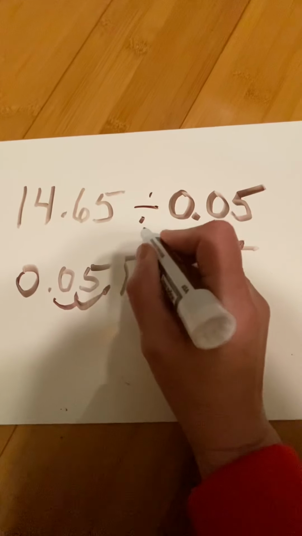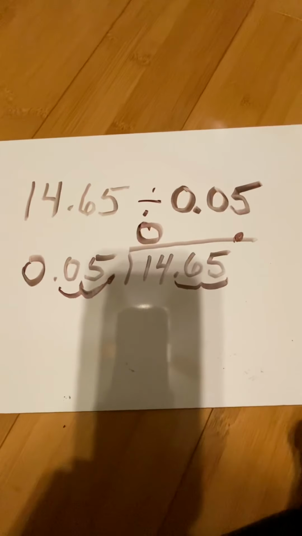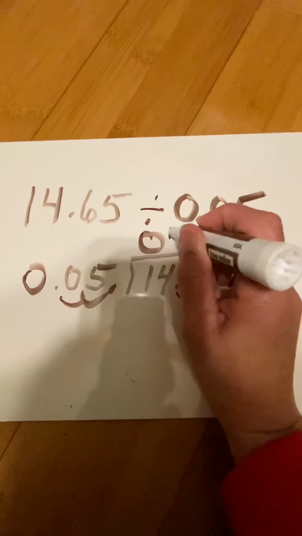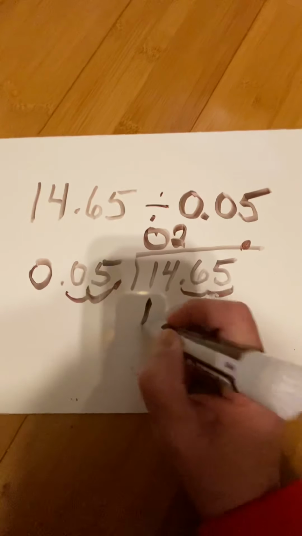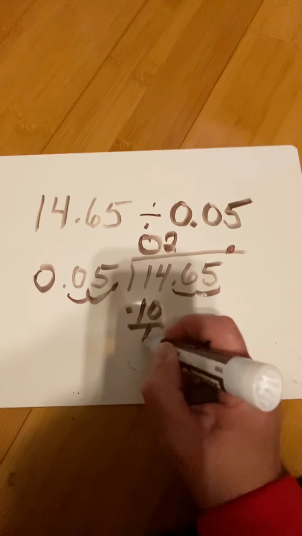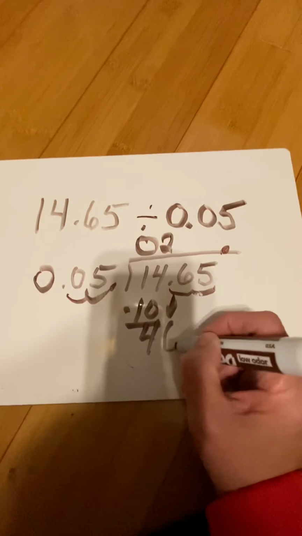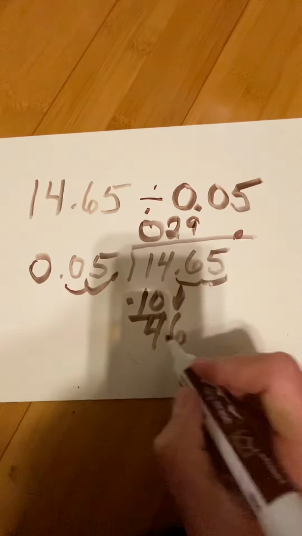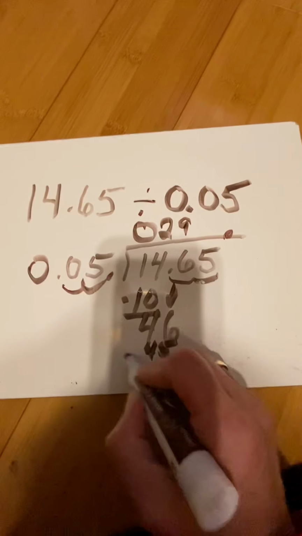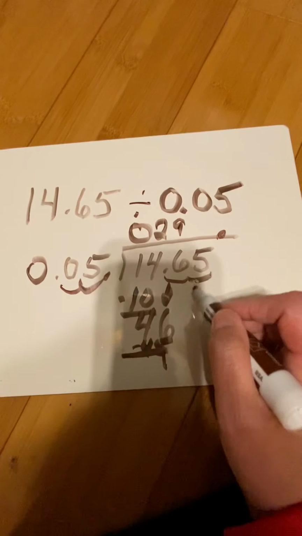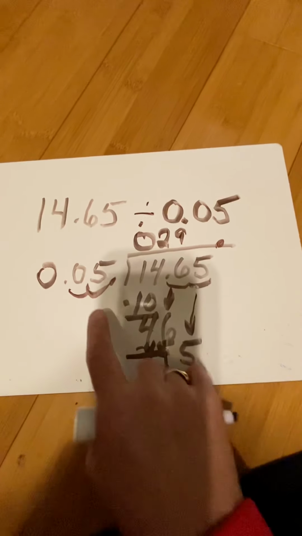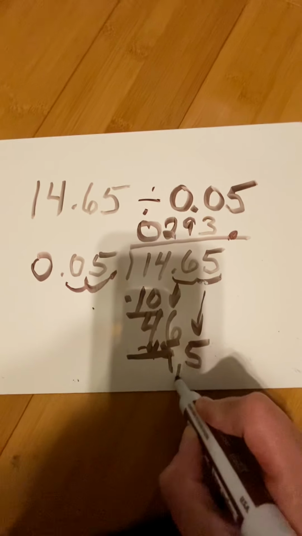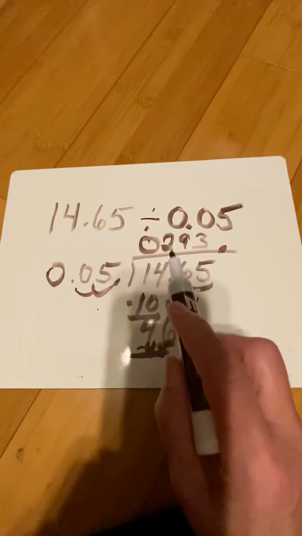It cannot. So if you remember, we put the 0 over the 1. Can 5 go into 14? 5 goes into 14 2 times. So 2 times 5 is 10. Subtract, bring down the 6. 5 goes into 46 9 times, which is 45. Subtract, bring down the 5. 5 goes into 15 3 times. 3 times 5 is 15, so our answer would be 293.